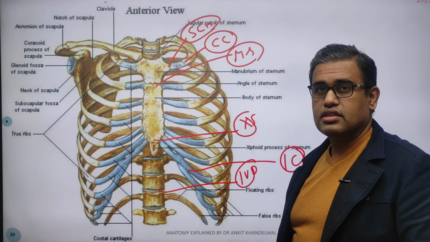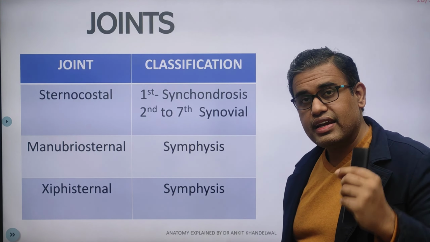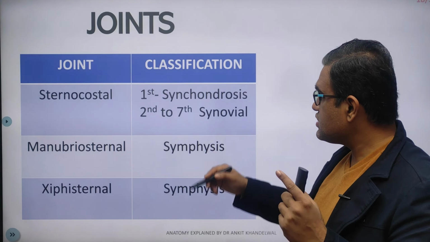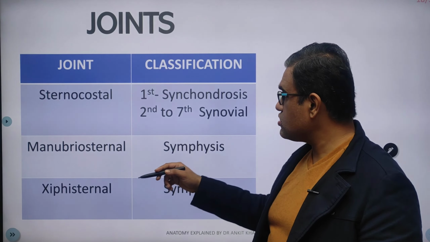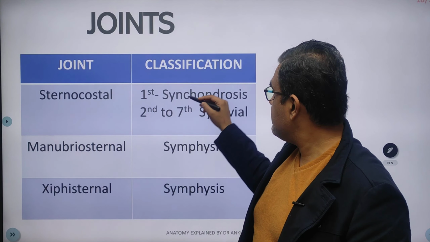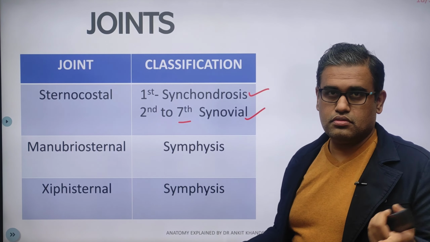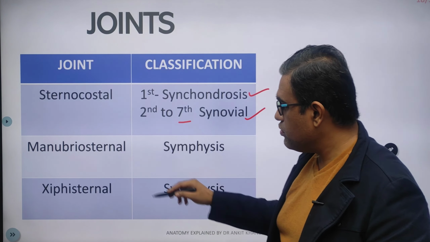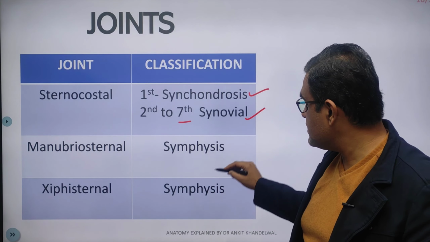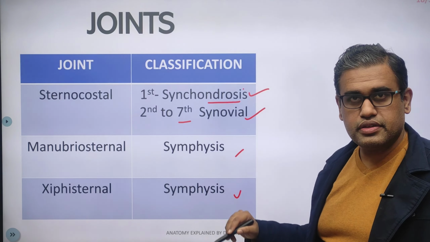So sir, what is the importance? Importance is the coming up table over here. What are these varieties of joints? So sternocostal, or you can call it as sternochondral also, right over here, this one. The first one is synchondrosis, the others are all synovial. Only 7 are there. Okay, only 7 ribs. Manubrium, xiphy midline, secondary cartilaginous symphysis joints. Synchondrosis is a primary cartilaginous joint.